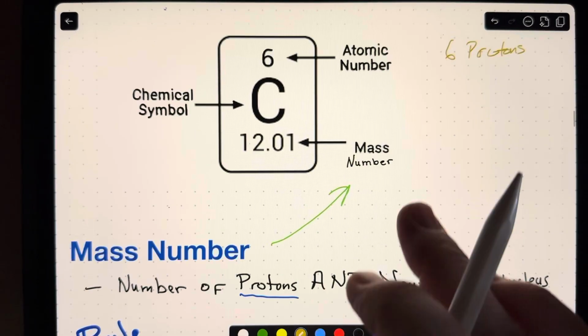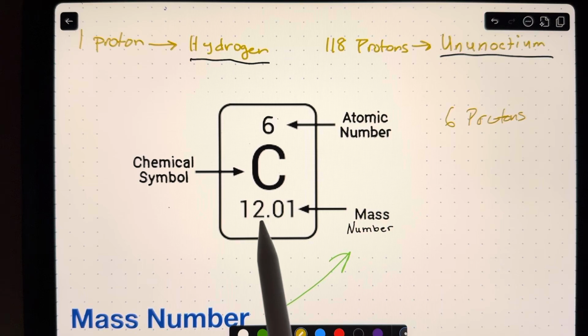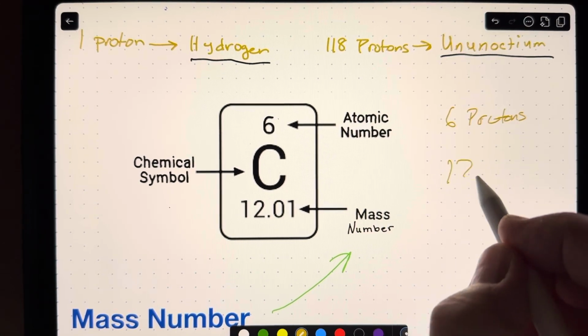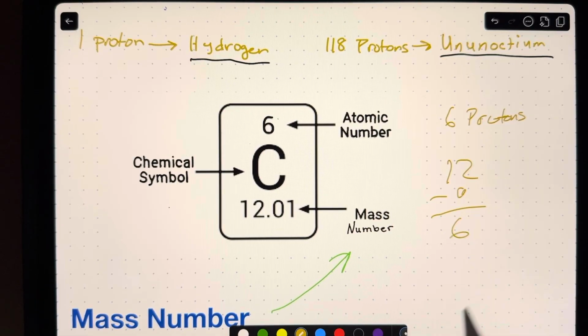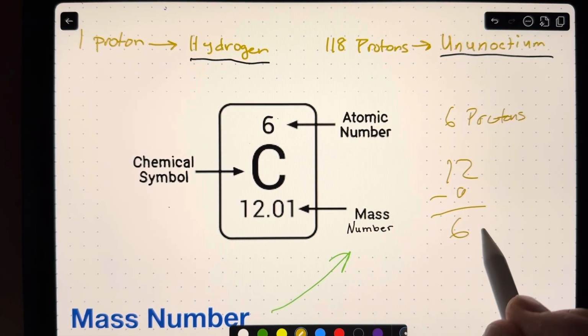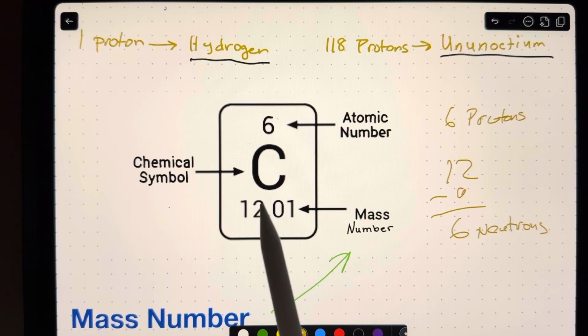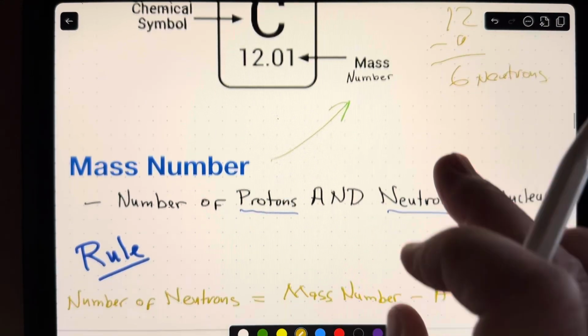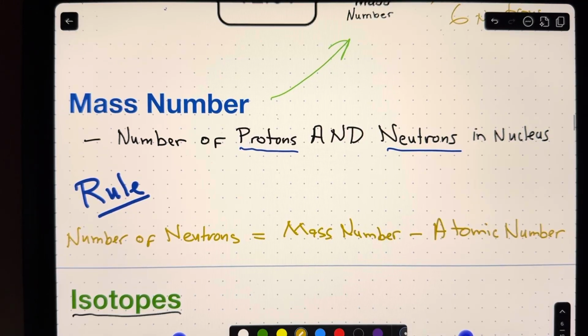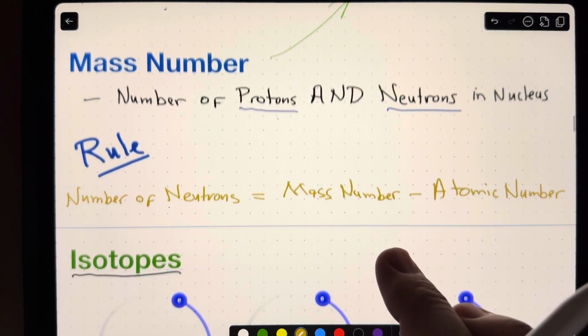Well, how does that work? Okay, if I have 6 protons, but I have a mass number of 12, if I take 12 minus 6, that equals 6. Well, that number 6 is the number of neutrons that we're going to find. And so all we can do is take the atomic number and subtract it from the mass number, and it always gives us the number of neutrons. Okay? So remember that rule, number of neutrons is equal to the mass number minus the atomic number.